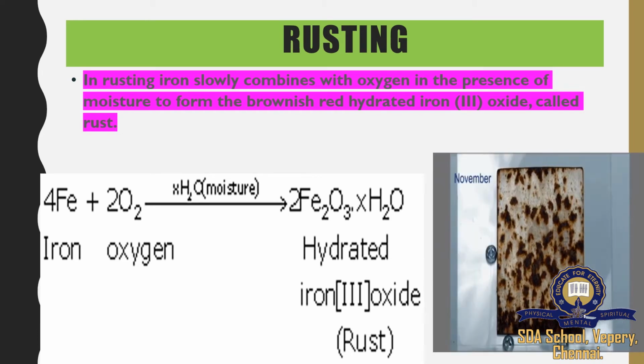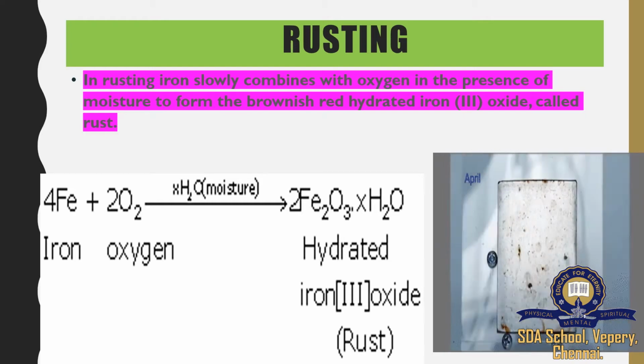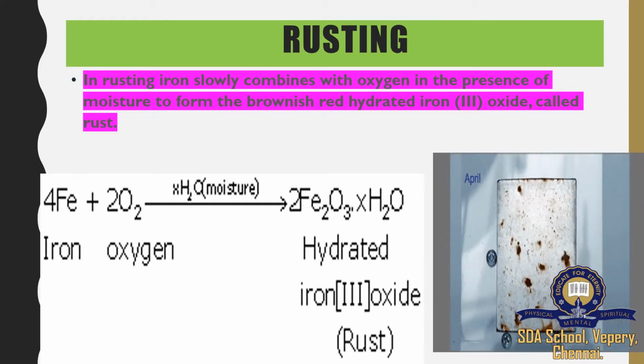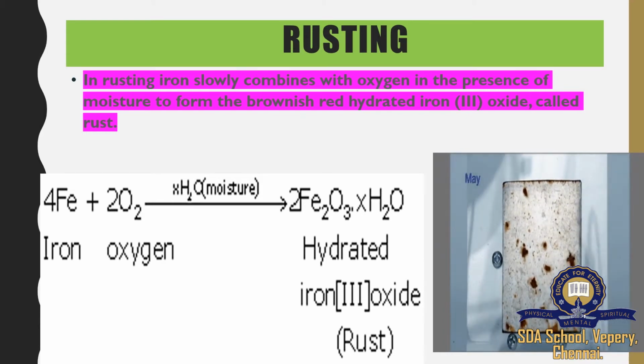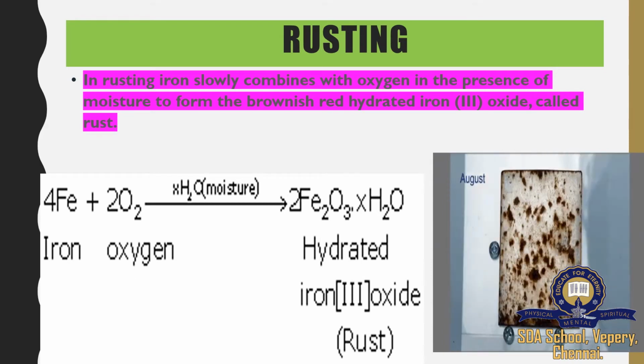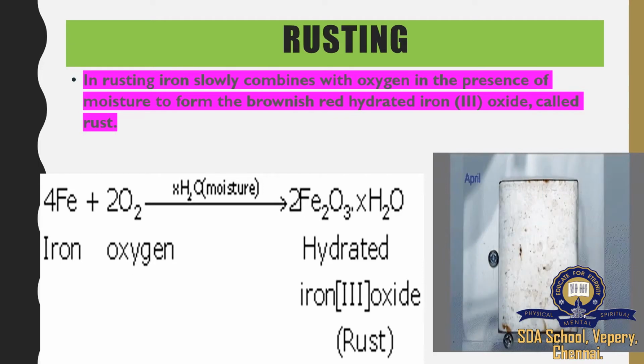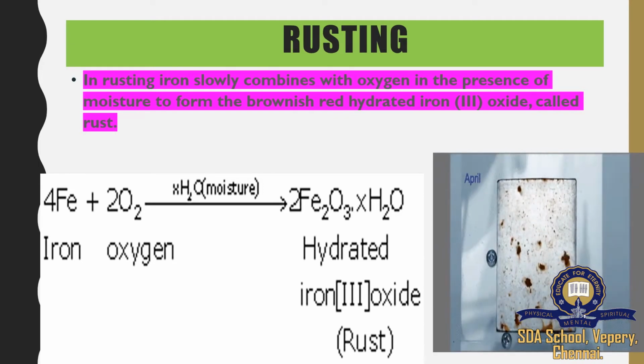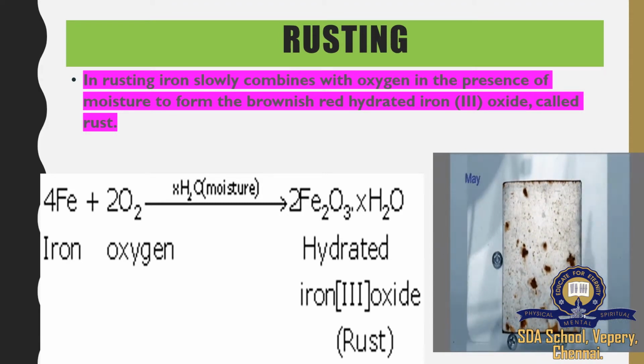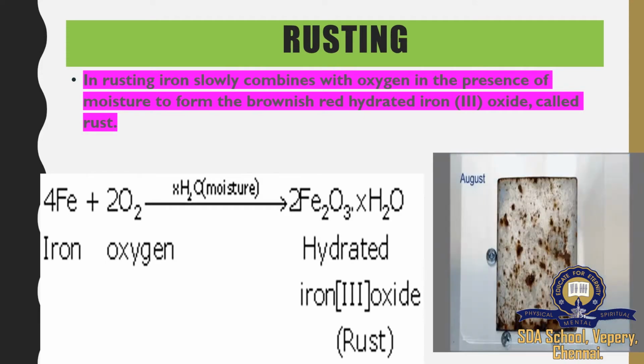The reaction is the iron Fe reacting with moisture and air. Moisture air is in that water is present. So two oxygen molecules are combining in the presence of moisture. It is forming Fe2O3.xH2O. This is the formula for rust, hydrated iron 3 oxide. So this is the formula of rusting. Rusting is also an exothermic reaction.